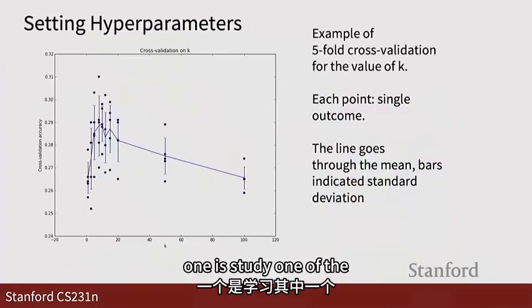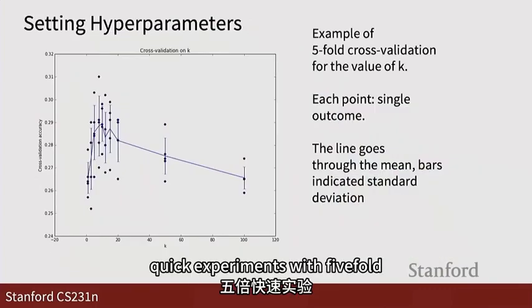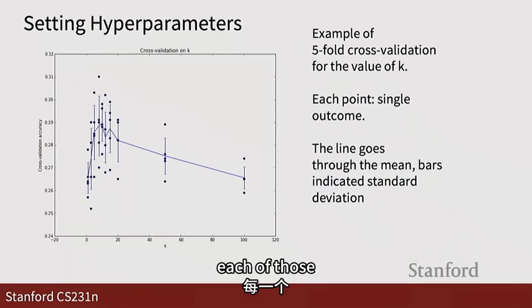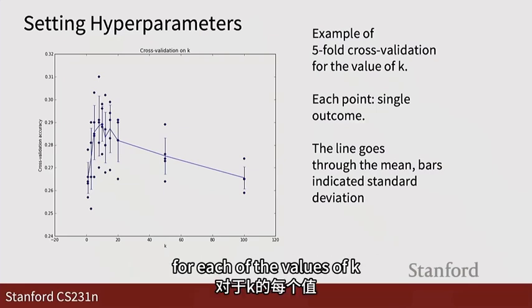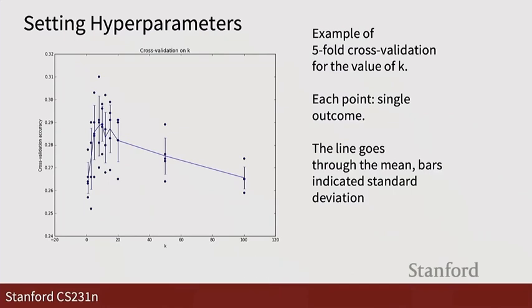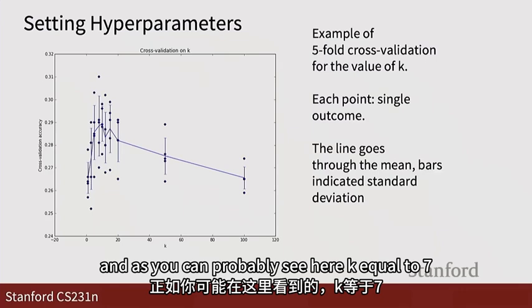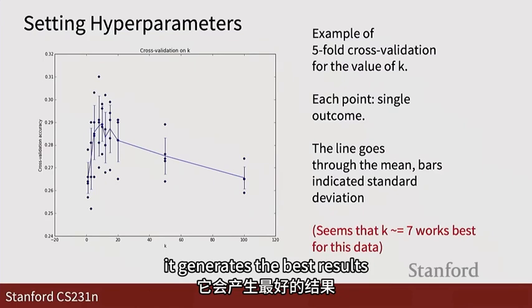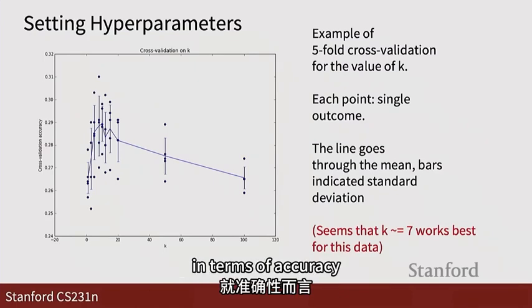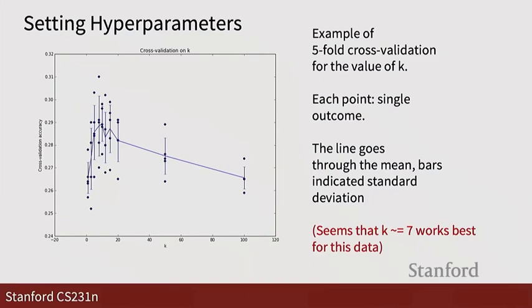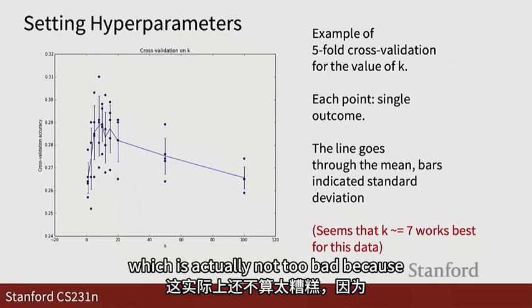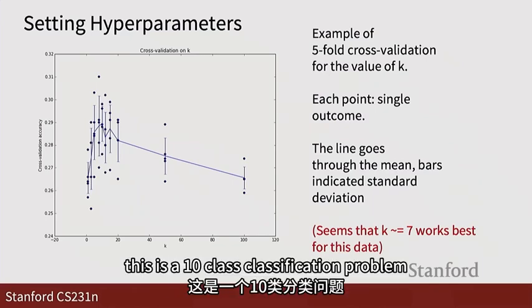In one study, one of the quick experiments with 5-fold, each of those points is one of the folds in 5-fold for each of the values of k, and it shows different values here. As you can probably see, k equal to 7 generates the best results in terms of accuracy, which is close to 28% accuracy, which is actually not too bad because this is a 10-class classification problem.